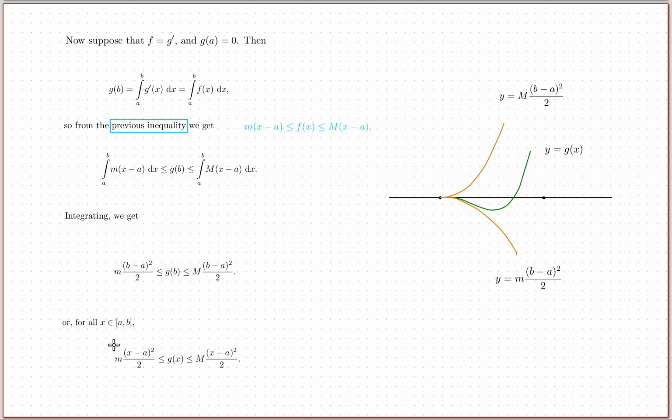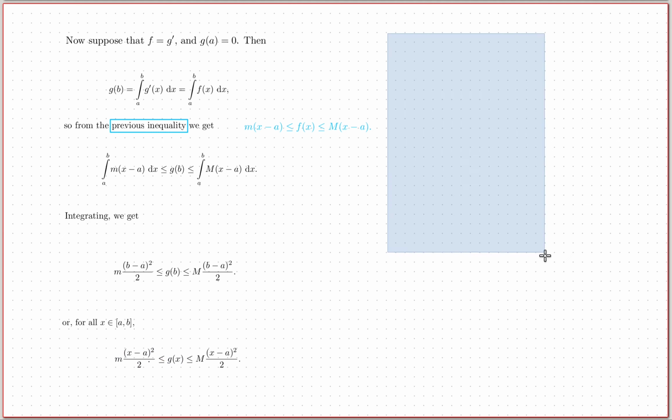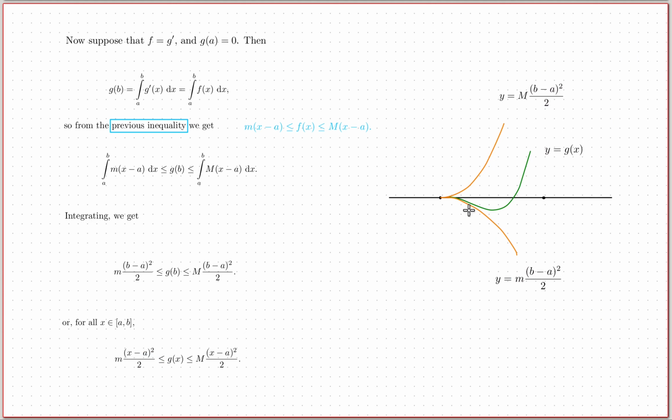Okay, and so this is describing a parabola. In this case, if m is negative, this would be a parabola that opens down. So that would be this lower orange parabola. And the one on this side, if you're assuming that big M is positive, then this would be a parabola that opens up. So what we can say is that the green curve, representing g, is between the lower parabola and the upper parabola, right?